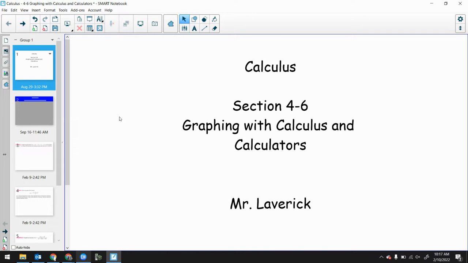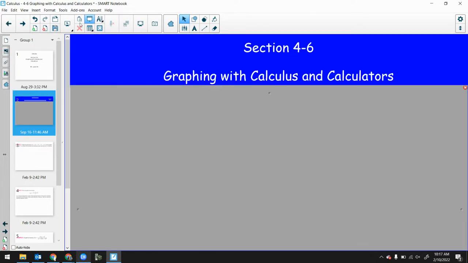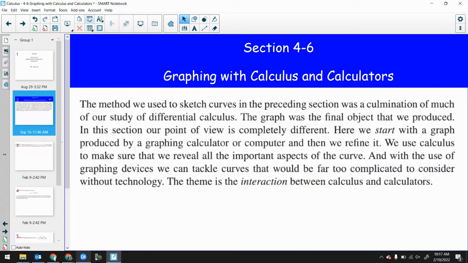And this is going to be mainly done on your computers. So we all have our computers out here. So let's think about what we did in section 4.5. In section 4.5, it was all about the culmination of everything that we learned throughout our high school careers about graphing functions, right? We talked about domain, intercepts, asymptotes, derivatives, concavity, inflection, everything, right? And it was all about how do we graph by hand.